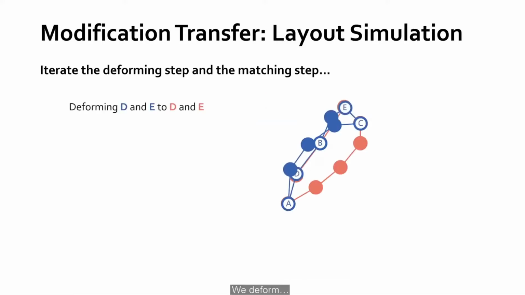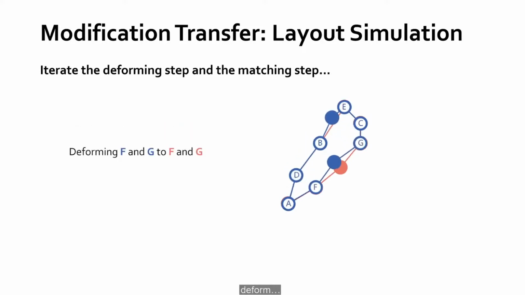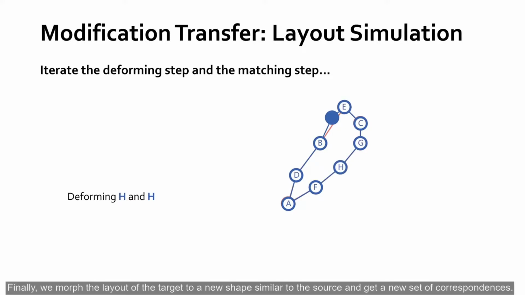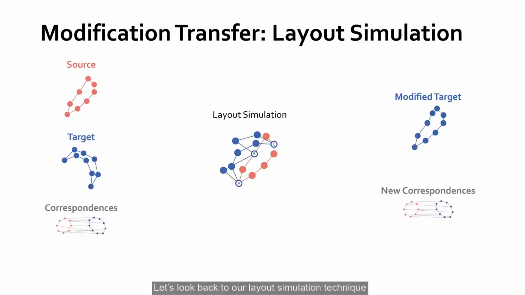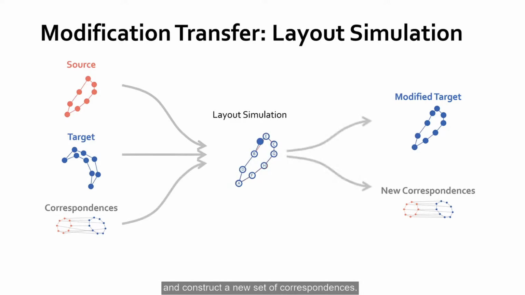We deform, match, deform, match, until no new correspondences are built. Finally, we move the layout of the target to a new shape similar to the source and get a new set of correspondences. Let's look back to our layout simulation technique. With a source, a target, and their correspondences, we can move the layout of the target to simulate the layout of the source and construct a new set of correspondences.